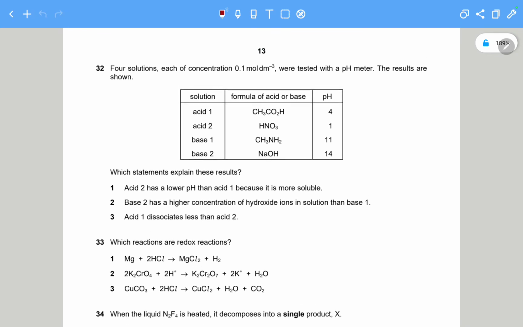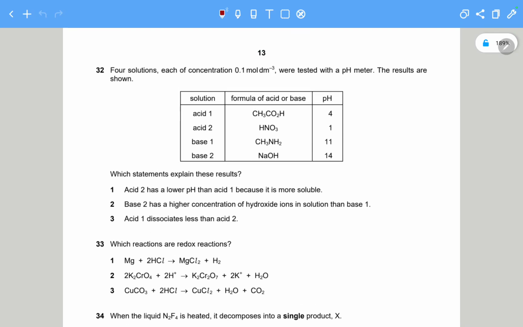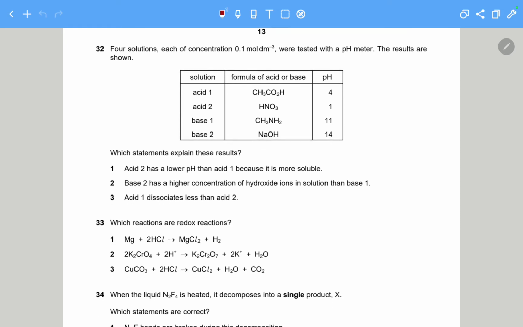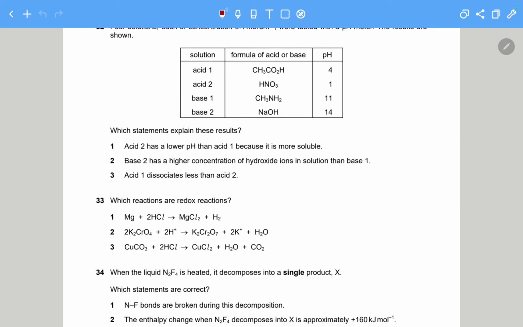Next question, 32. Four solutions, each of concentration 0.1 mole per dm cube, were tested with a pH meter. The results are shown. Acid 1 gave a pH of 4, acid 2 gave a pH of 1, base 1 gave a pH of 11, and base 2 gave a pH of 14. Which statements explain these results? Acid 2 has a lower pH than acid 1 because it is more soluble. That is wrong, because acidity does not depend on solubility, it depends on the dissociation of the ions.